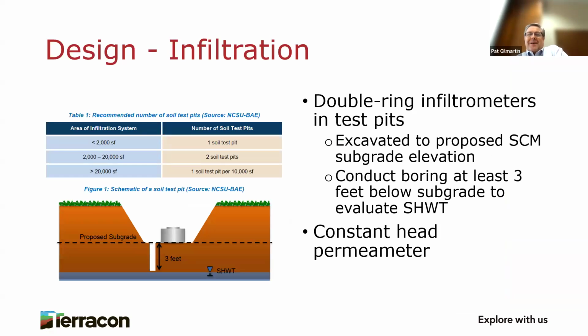The North Carolina Stormwater Design Manual discusses test pits and double ring infiltrometer testing to determine the infiltration rates, and it provides recommended test frequencies for infiltration systems. Not necessarily for your other systems, but it does for infiltration systems. It also states that constant head permeability tests with a permeameter are an acceptable alternative to a double ring. You don't have to run double rings. Those can be expensive and take a little more time.